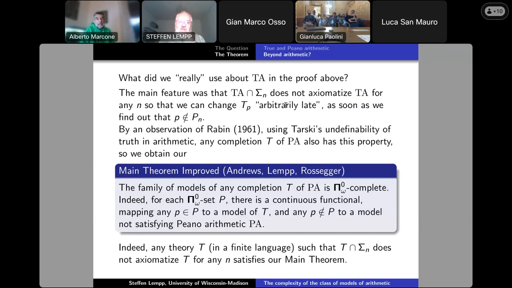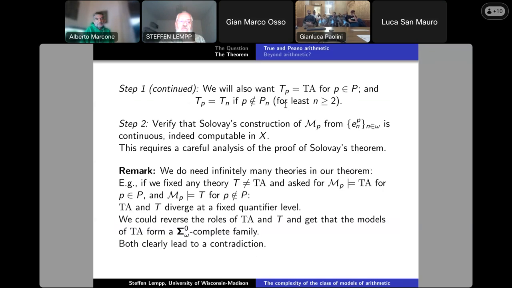No. But what you need is the following. So let me actually go back just a little bit further. Right. So what you need is the top of this slide. You need to replace TA by some arbitrary complete theory T. You need to have that if P is in capital P, then T_P is whatever theory T you want. And otherwise, it's got to be some T_N which is different from T. Okay. And the way this seems to work in the construction is that you have to accept larger and larger Sigma n fragments of the theory T, which takes the place of TA here, in order for this construction to work out, because it might take a very long time until you see that P is actually not in P_N. Sure.